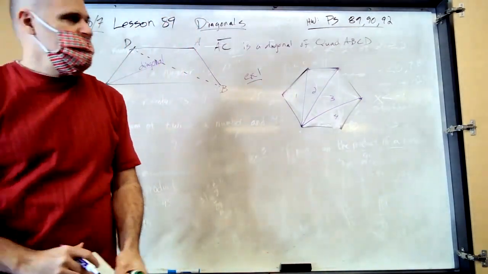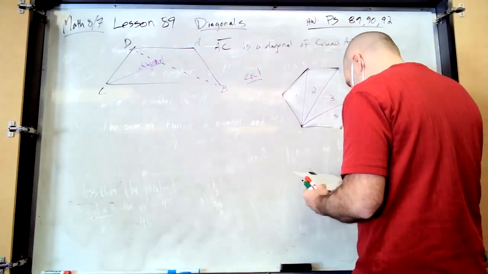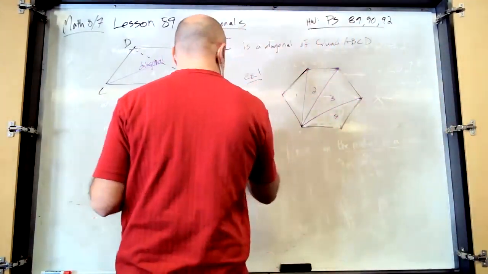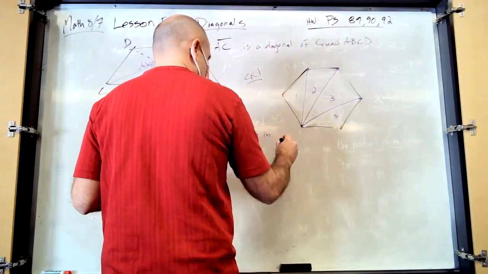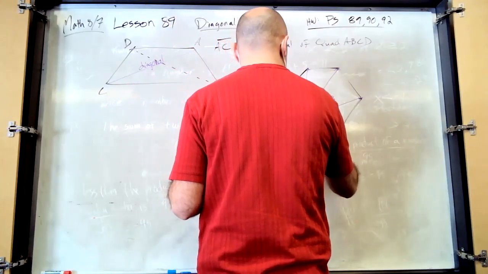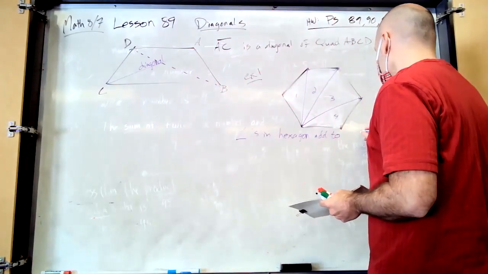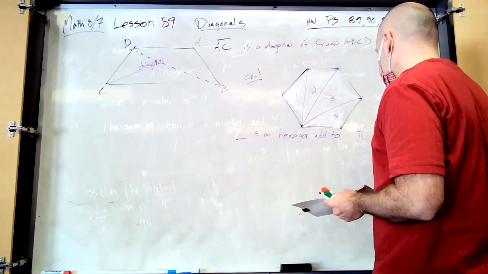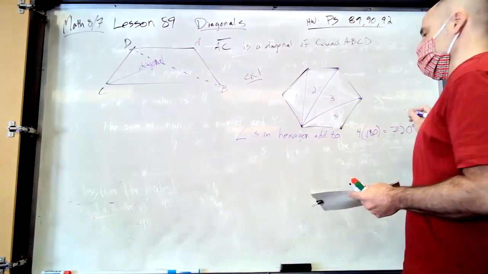Okay, so there's 3 diagonals, there's 4 triangles. So all the measurements of the angles in a hexagon add to basically 4 times 180, which is 720 degrees.